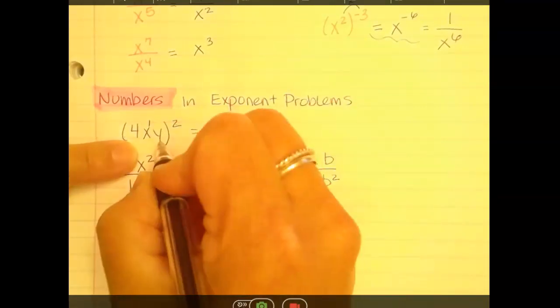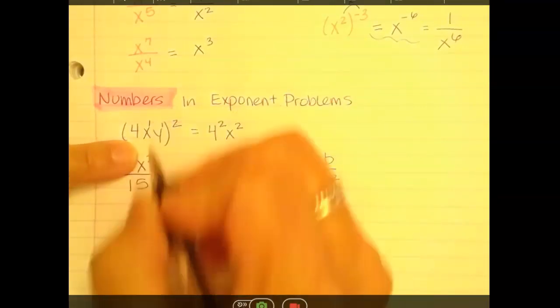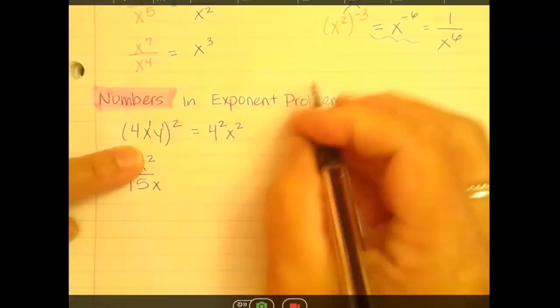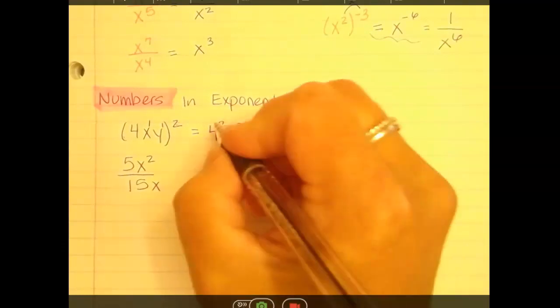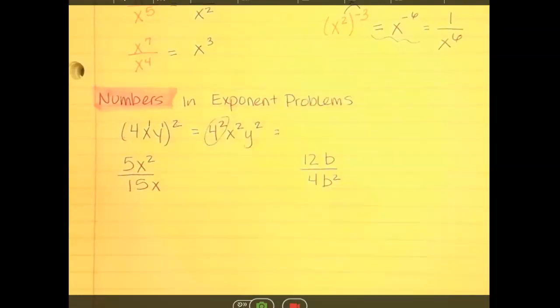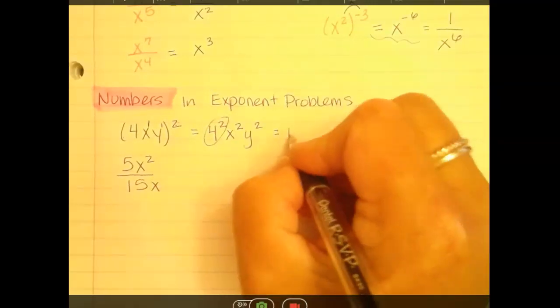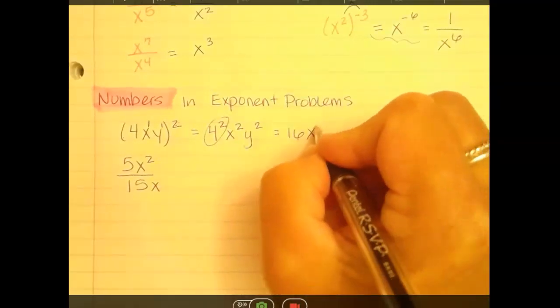Y doesn't have a power showing, so that means it's 1. So 1 times 2 is 2, so this is y squared. We're not yet at the answer because this 4 squared part still needs to be worked out, right? X squared and y squared can't be worked out, so they're done, but the number part still needs to be figured, right? 4 squared is 16. So the answer to this is 16 x squared y squared.